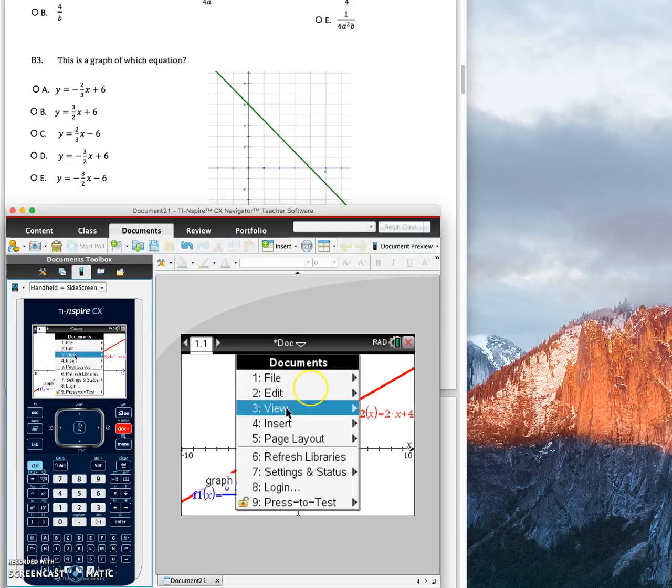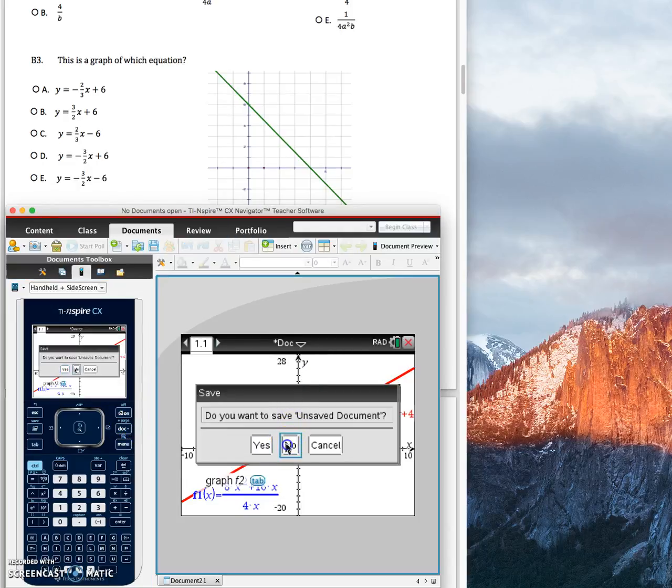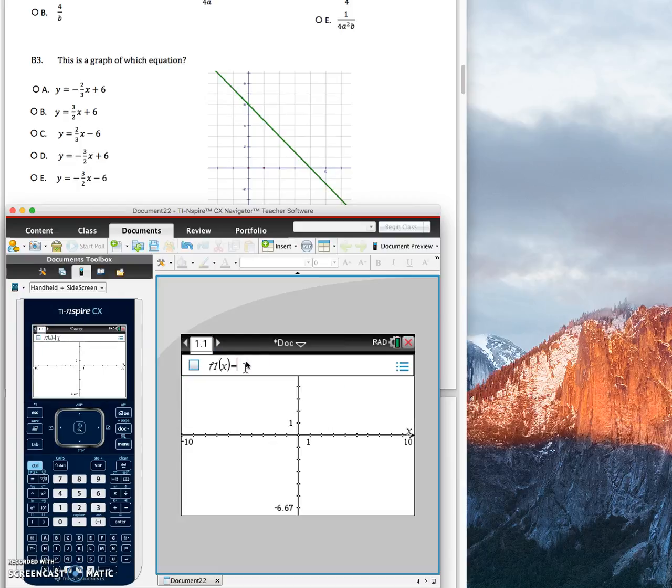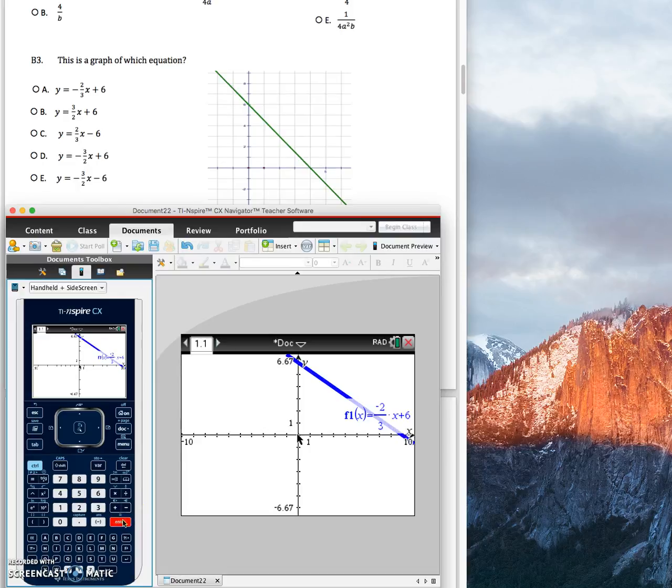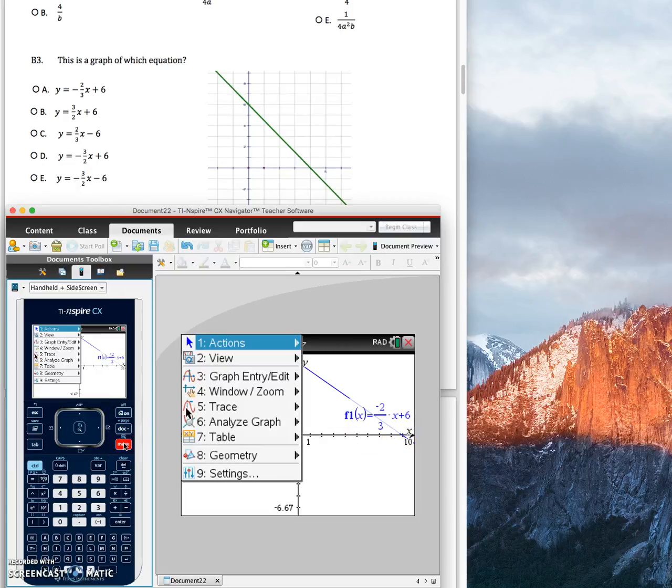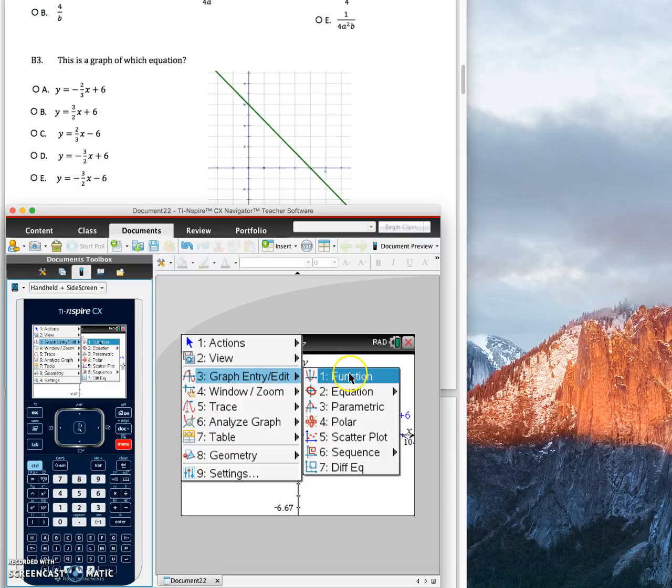So let's go ahead and document, file, new document. Nope, we don't want to save. We are going to go graph, and we're just going to type in these equations. So this F1x is kind of like the y, and let's go ahead and put parentheses around -2 divided by 3, close parentheses, x plus 6, graph it. This one, I can instantly tell it goes over here to 10. This is not the answer.